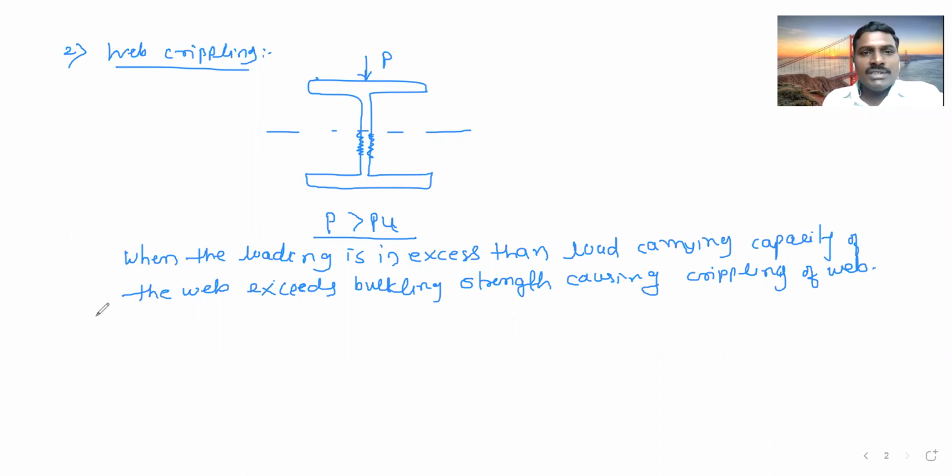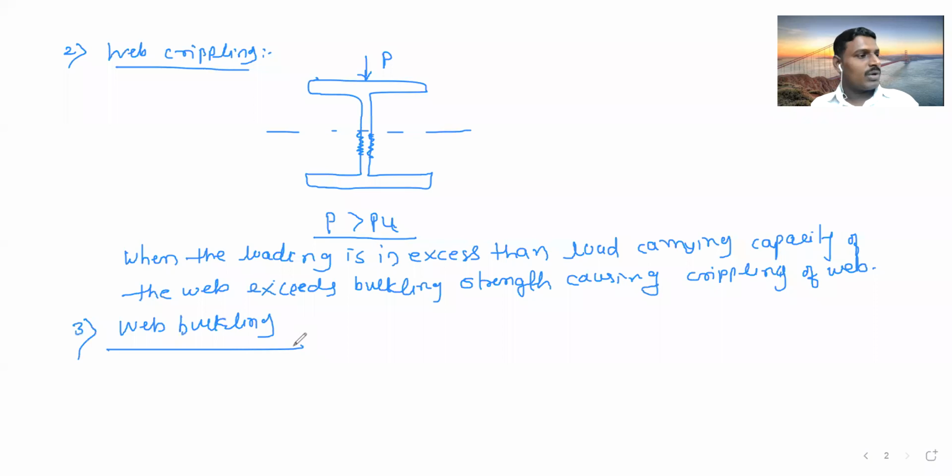Okay, so this is the second mode of failure, that is web crippling. And now the third mode of failure is web buckling. Again, this is crippling. Now what is buckling? If you see, again I have drawn an I section here.